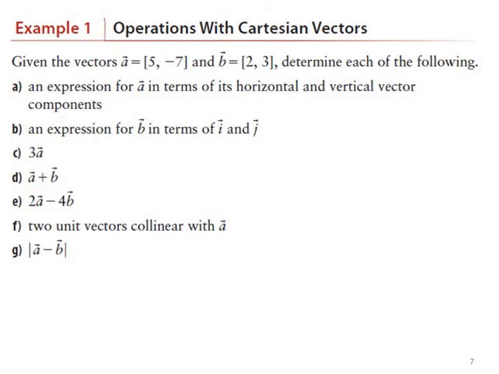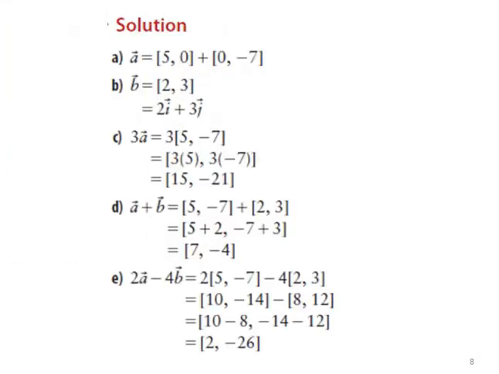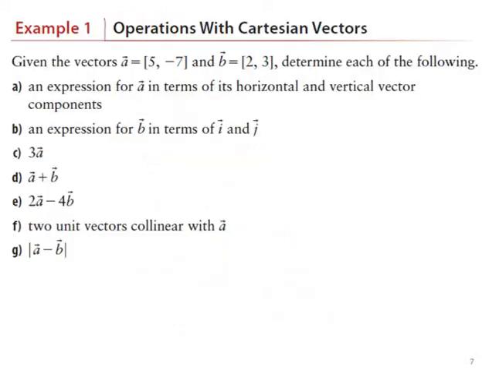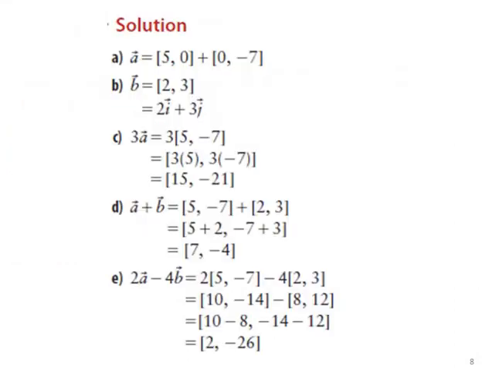C, we have 3 times a. So we're going to have 3, which is a scalar, times vector [5, -7]. So when you multiply it, it's going to be [15, -21]. Part D is going to be a plus b, which will be [5, -7] plus [2, 3]. So we need to add the x components. So 5 plus 2 is going to be 7. And then negative 7 plus 3, which is going to be negative 4. So the final answer is going to be [7, -4].